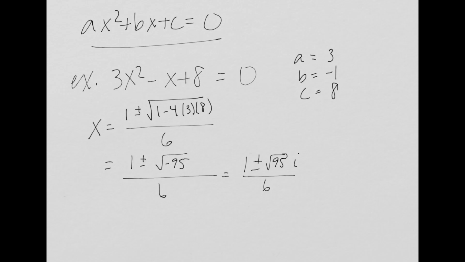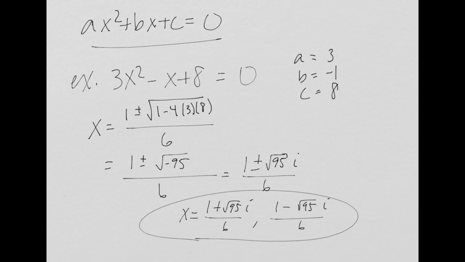So what are the two solutions going to be? x is either going to be 1 plus the square root of 95 i over 6, or x is 1 minus the square root of 95 i over 6. Those are our two numbers. Now they're complex numbers, I'll give you that. Can't really type those in your calculator, but those are numbers nonetheless. So those are the solutions to that equation.